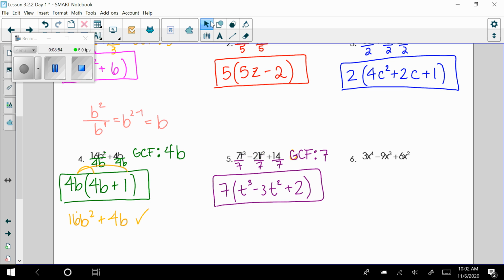And then lastly, number 6, why don't you guys take a look at that and see, what do you think your GCF is going to be? What's the biggest number you could take out of all 3 of these terms? And how many x's can you take from all 3? So what's the most x's you can take from all 3?